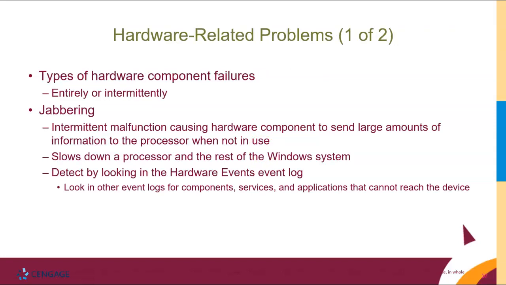Type of hardware related problems. You have hardware component failures, entirely or intermittently. A lot of times when you have memory chips that are going out, you'll have intermittent problems. Then you have jabbering, which is an intermittent malfunction causing a hardware component to send large amounts of information to the processor when not in use. This will slow down a processor and the rest of the Windows system. You detect it by looking in the hardware events log, and then you look in other event logs for components, services, and applications that cannot reach the device.